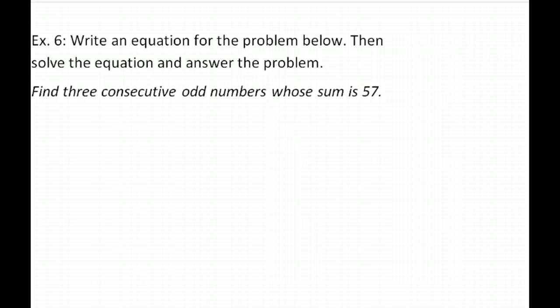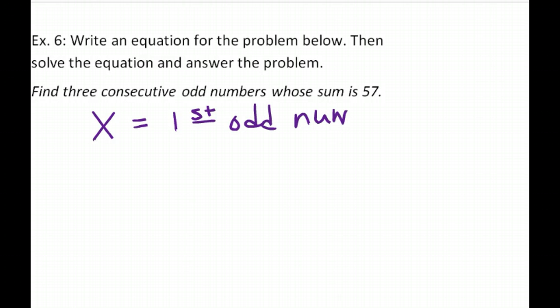All right, example 6. Write an equation for the problem, then solve the equation and answer the problem. Find 3 consecutive odd numbers. So if my first odd number is x, I'm going to say x is the first odd number. This is called defining your variables, when you tell what your variables are standing for.